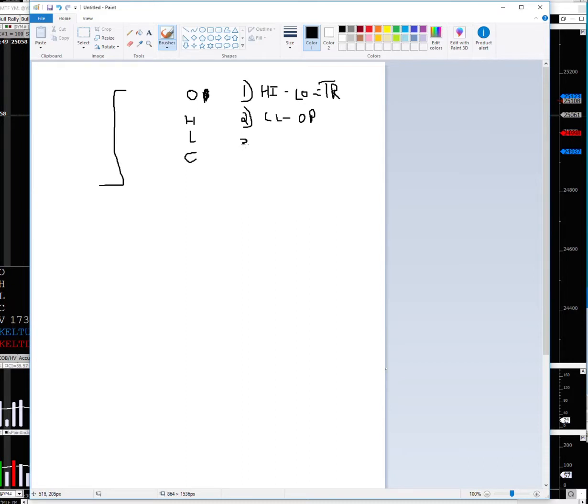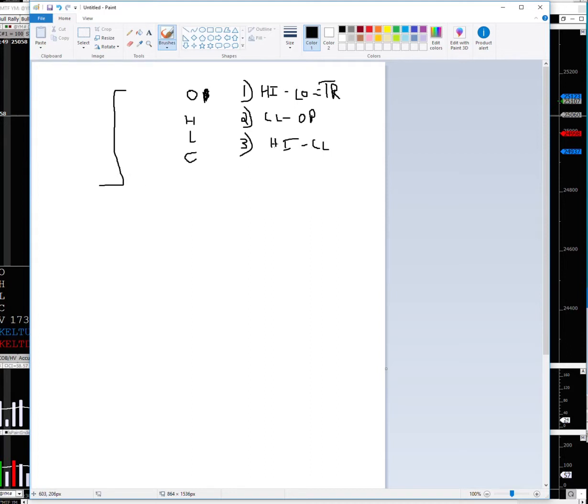The third is the close within the range, meaning you have the high minus the close. If this is a small value, that means you have a high-end close. And for bearish bars, it would be the opposite. It's basically the close minus the low.